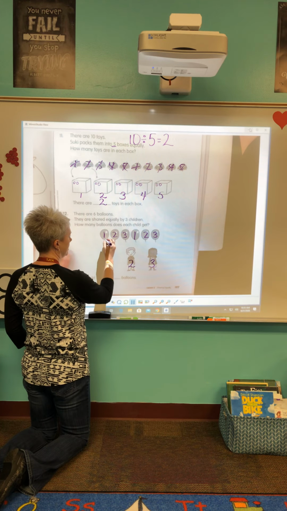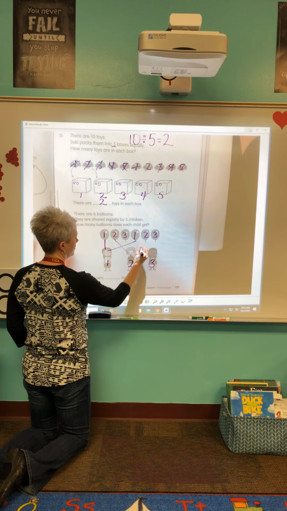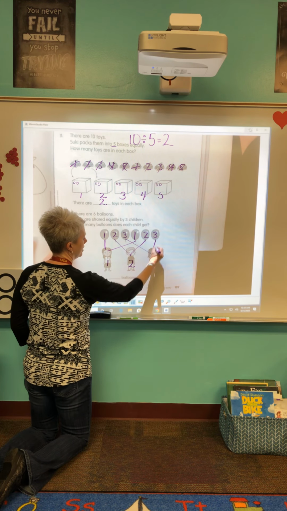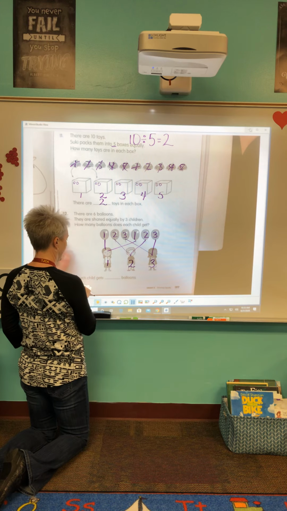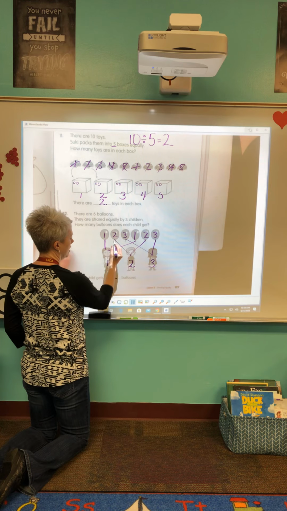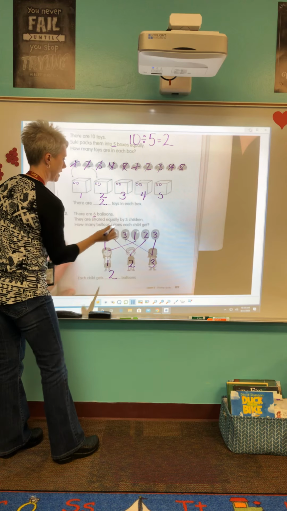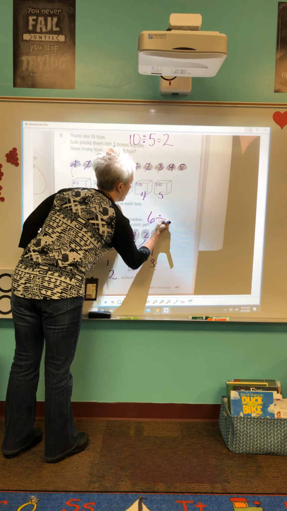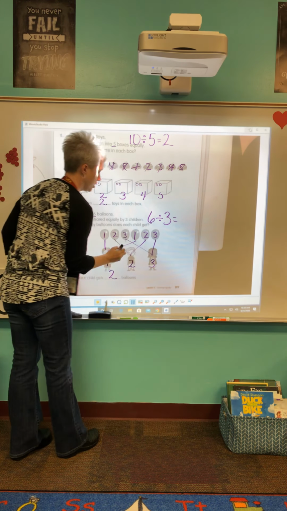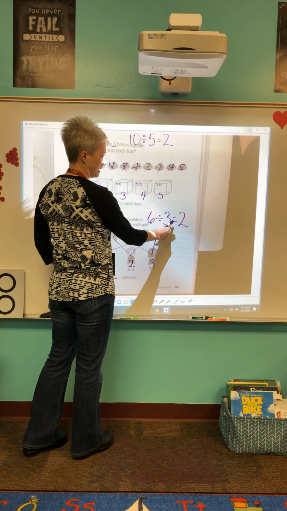Count my ones. Child number 1 gets this balloon and that balloon. She got 2 balloons. Child number 2 gets this balloon and that balloon. He got 2. Child number 3 gets this balloon and that balloon. So she got 2. Each child gets 2 balloons. So we started with 6. That's our whole number. We divided it by 3 children, and each child got 2 balloons. 6 divided by 3 equals 2.